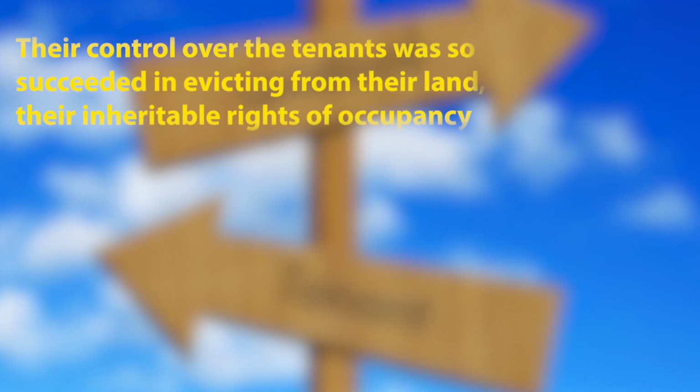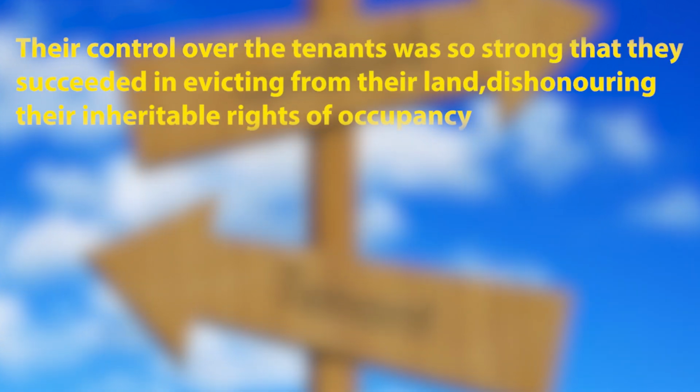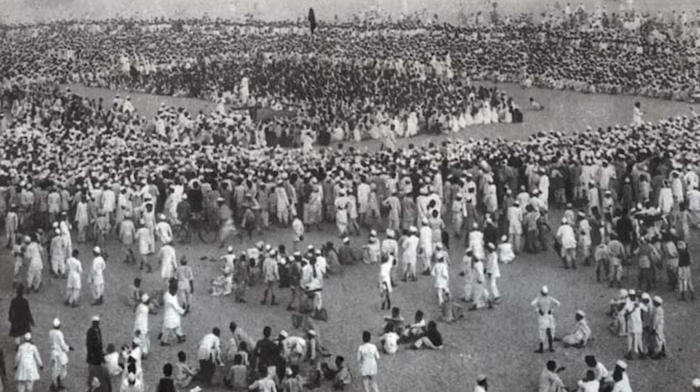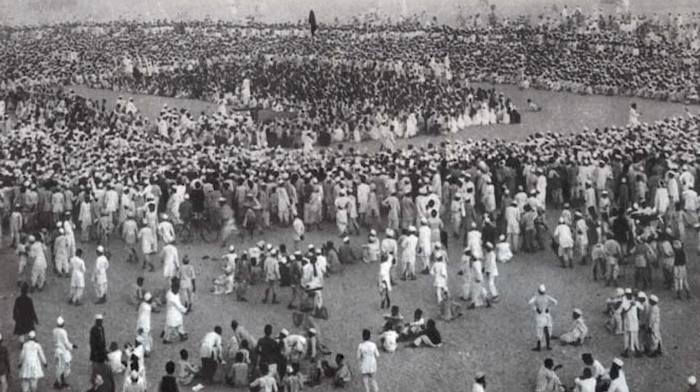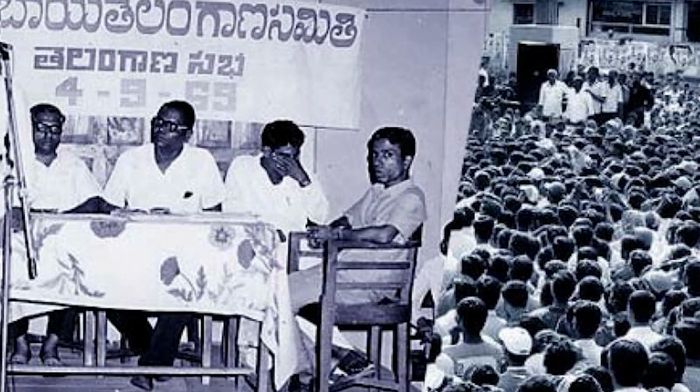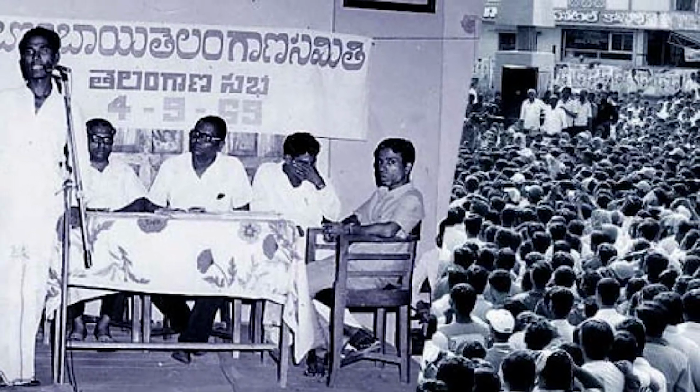Their control over the tenants was so strong that they succeeded in evicting them from their land, dishonoring their inheritable rights of occupancy. Similar issues led to the peasant movements in Rajasthan in the early 20th century and the Telangana movement during the late 1940s and early 50s.